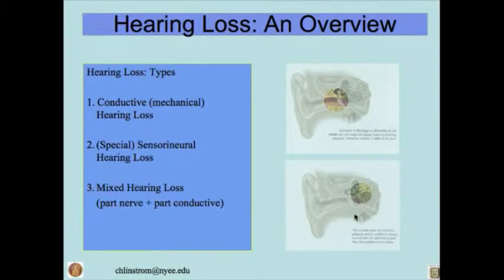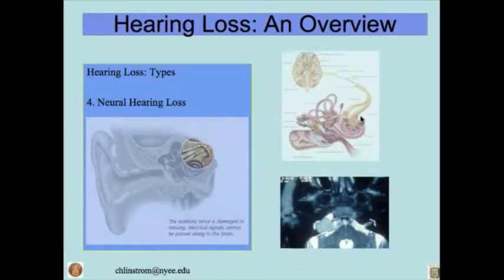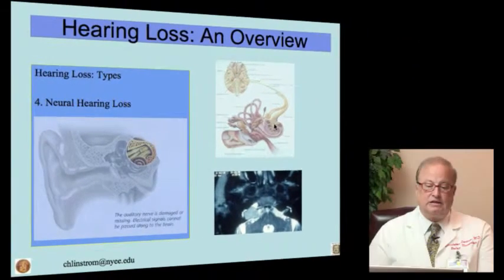Or we could have something go wrong with the cochlea itself, such as presbyacusis, or hereditary hearing loss, or noise trauma. That would be a cochlear cause or a special sensory cause of hearing loss. We call that sensorineural hearing loss. We can have mixed losses, partly nerve and partly conductive. The typical example will be chronic suppurative otitis media, where this ear, year in, year out, has been the subject, or the object, of disease processes.